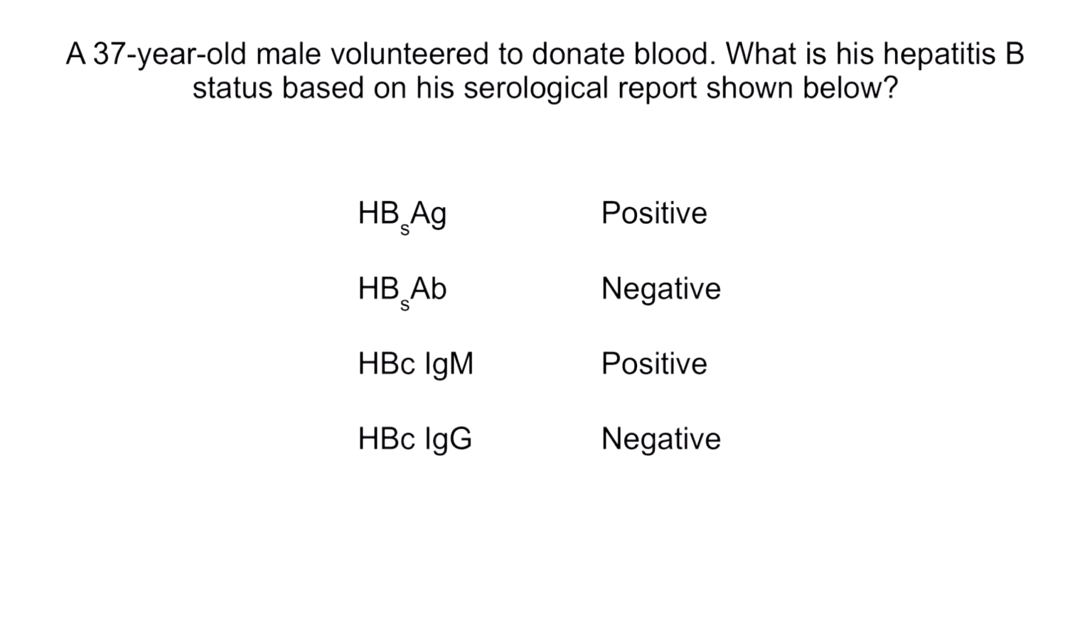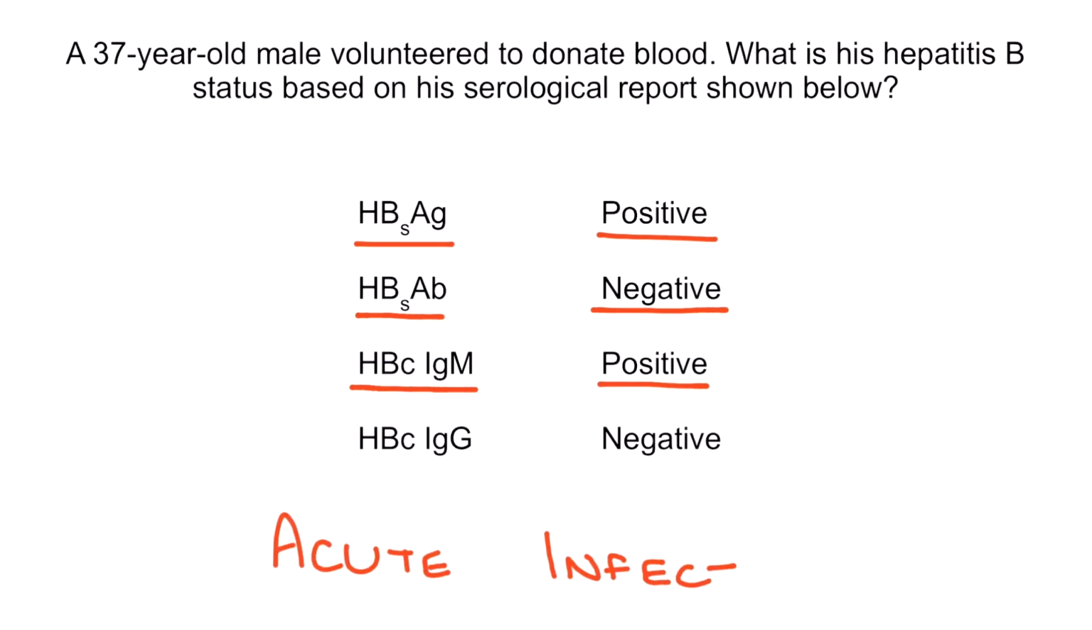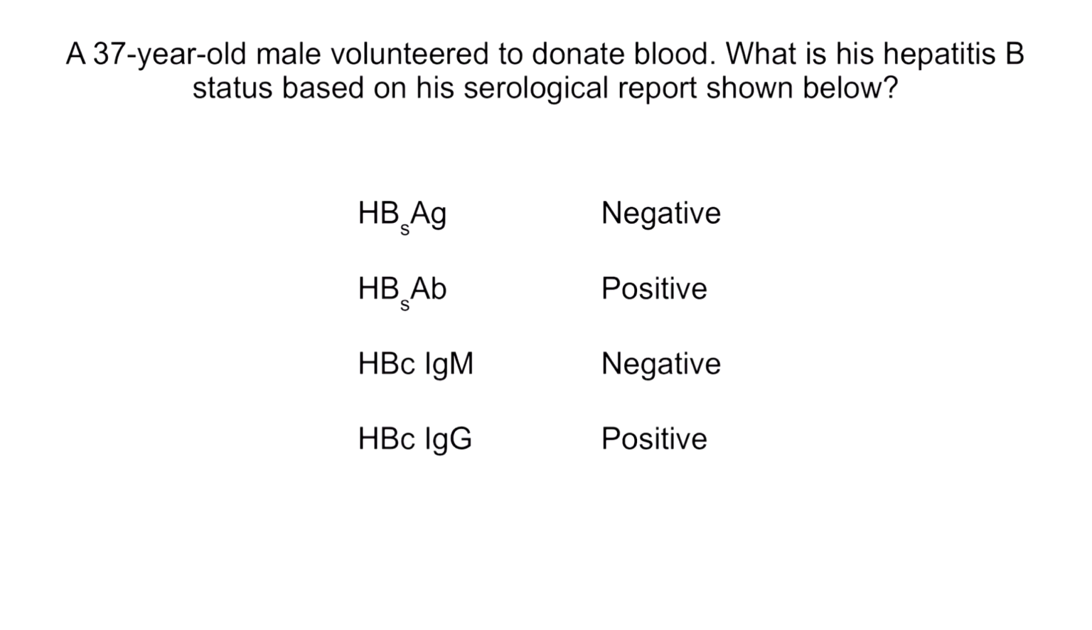This patient is positive for the HB surface antigen, and as we discussed, this is the marker of viral presence. So this patient is currently infected with hepatitis B. This is further reinforced by the absence of the HB surface antibody, clearly indicating a lack of immunity. Additionally, this patient's HB core IgM is positive, meaning he has an acute hepatitis B infection. So the answer is an acute hepatitis B infection. Needless to say, this patient is not eligible to donate blood.